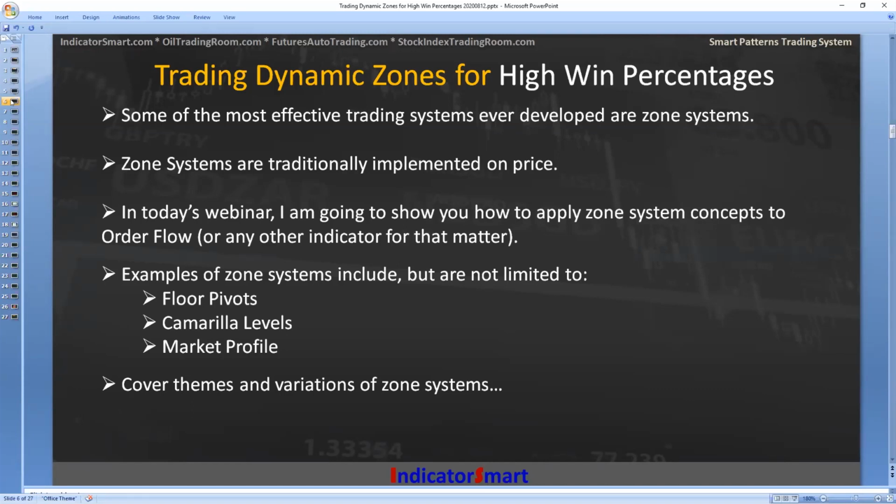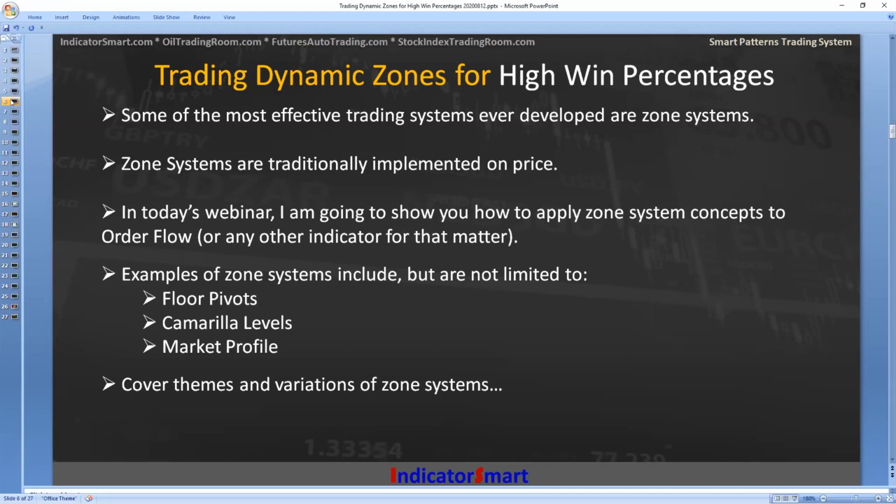And then we're going to take those same concepts and apply them to order flow or any indicators you want to do it on. We're just going to do it on order flow today. Examples of zone systems include, but are definitely not limited to, because the more I started thinking about this, the longer that list became, way beyond 3, 4, 5, 6, 7, 8, 9, 10.